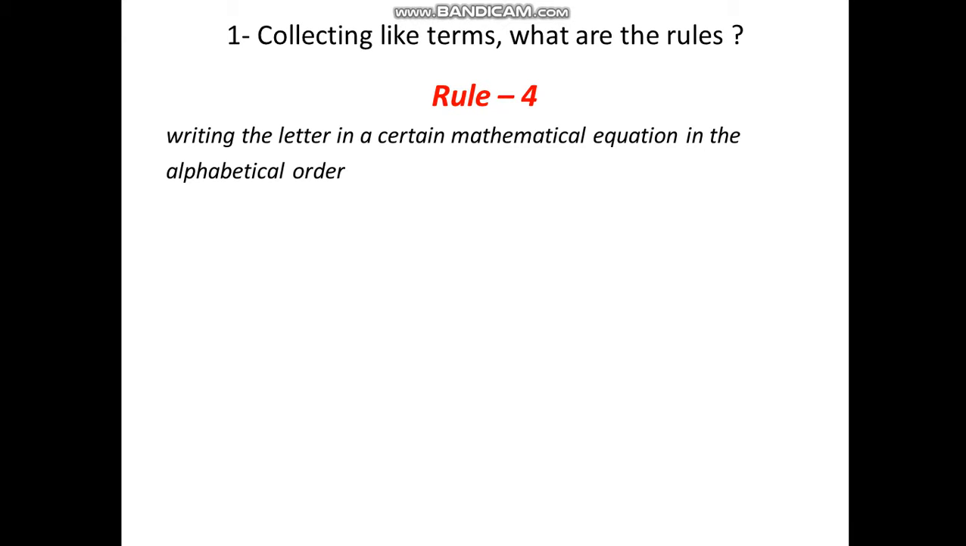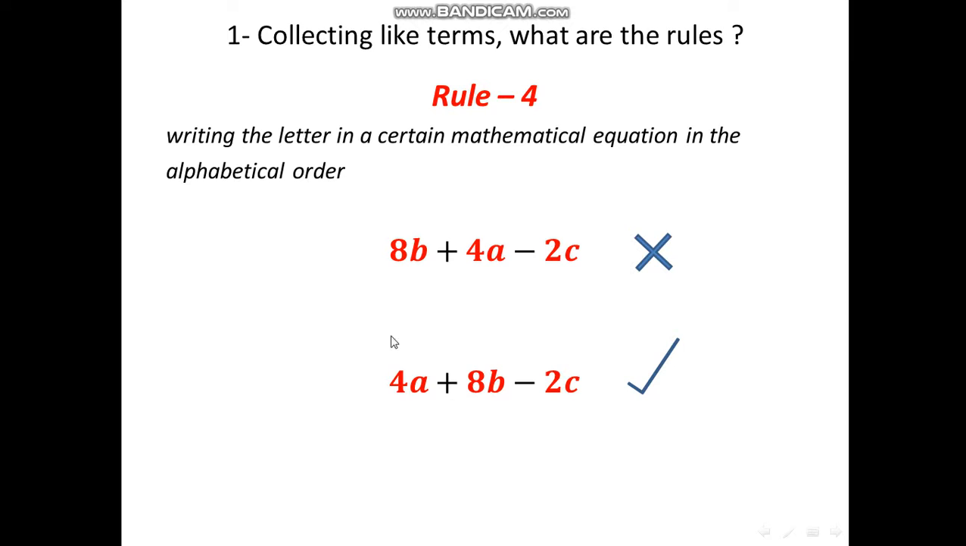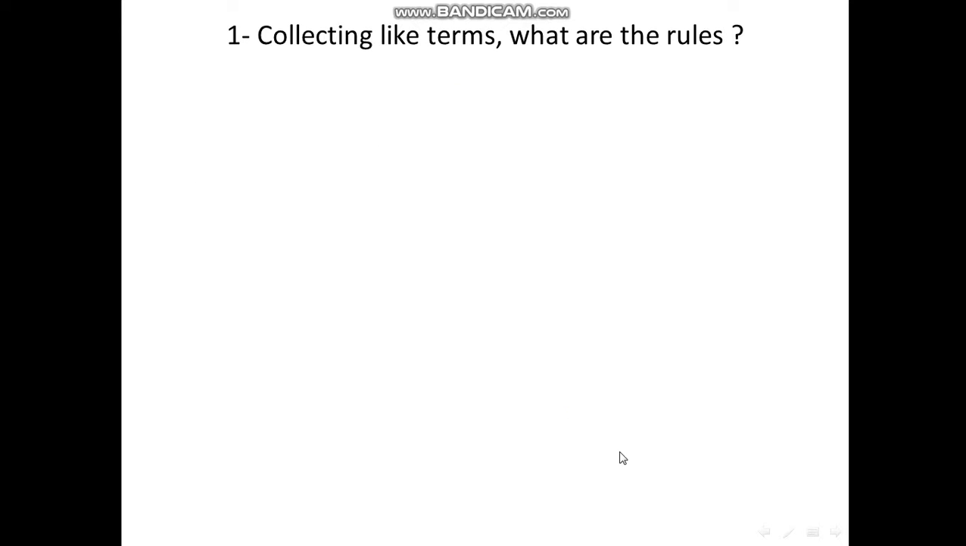Rule number 4, writing the letters in a certain mathematical expression in alphabetical order. What's alphabetical order? You know, A, B, C, D, E, F, G, so you have to write in this alphabetical sequence. Look at this expression, 5ba. Don't worry about the numbers, only the letters, B, A, C. Which one comes first? A comes first, because A, B, C. So you have to write it this way, A, B, C. This is the alphabetical order. So this is correct, the other one is wrong. This expression is not written in alphabetical order, and this is alphabetical order, A, B, and C.